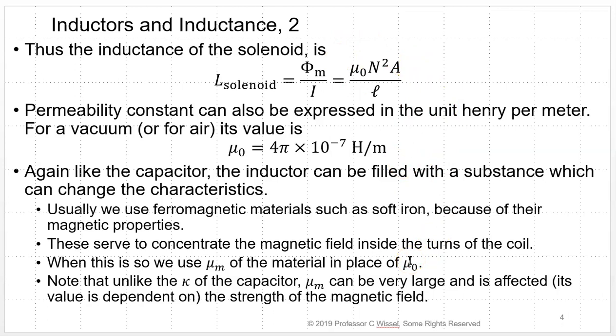Again, like the capacitor, the inductor can be filled with a substance which can change the characteristics. Usually we use ferromagnetic materials such as soft iron because of their magnetic property. These serve to concentrate the magnetic field inside the turns of the coil. When this is so, we use mu m of the material in place of mu naught, and mu m depends upon the material. But unlike the kappa of the capacitor, mu m can be very large, and its value is dependent on the strength of the magnetic field.